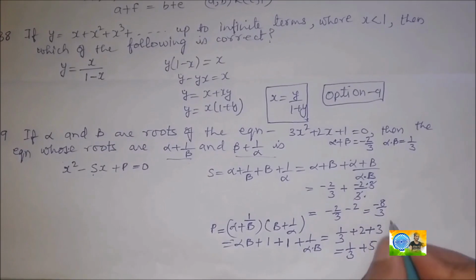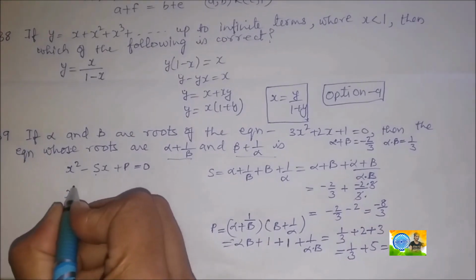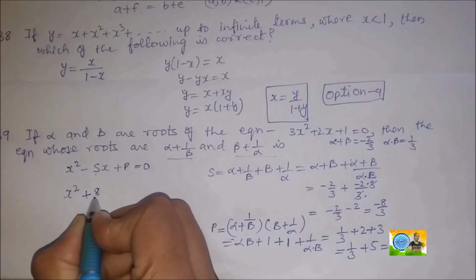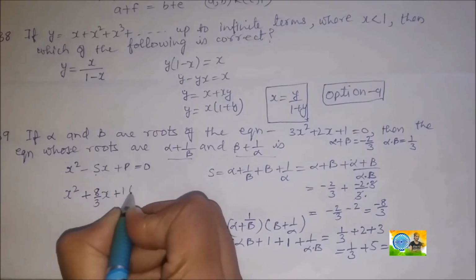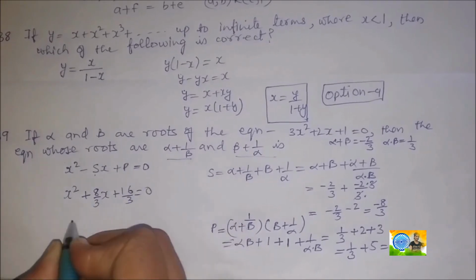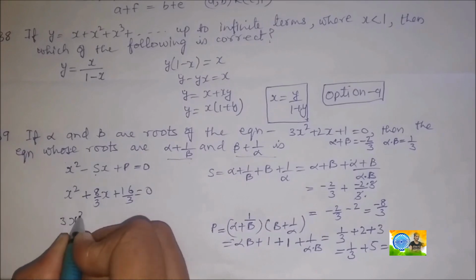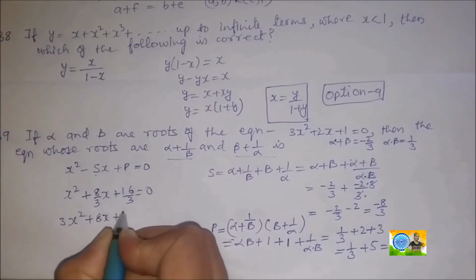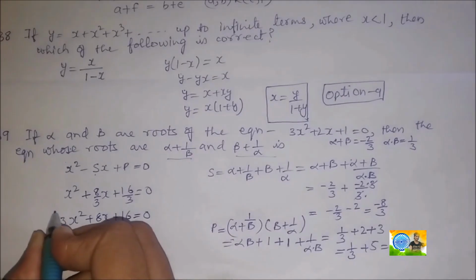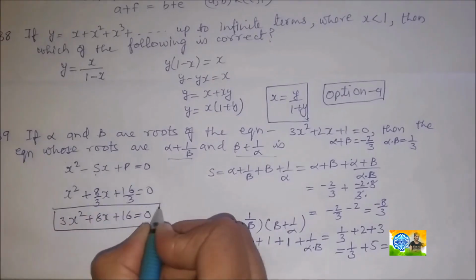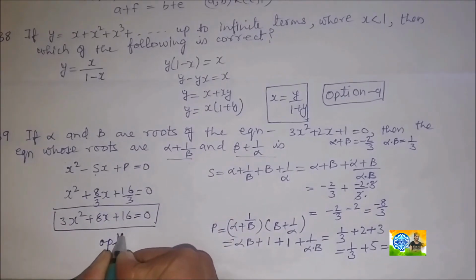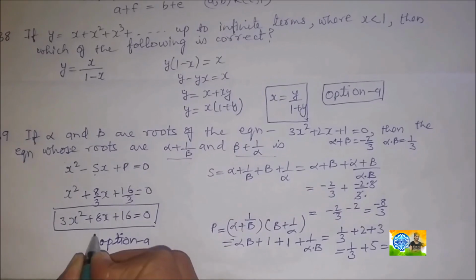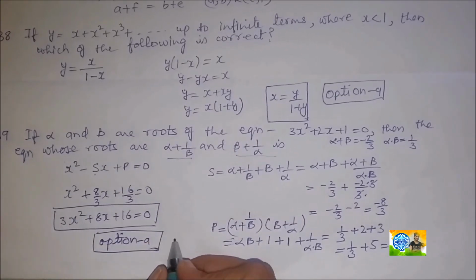So let us substitute these two values here. We will get x square plus 8 upon 3 x plus 16 upon 3 equal to 0, and this gives 3x square plus 8x plus 16 equal to 0, and this matches with option A. So option A is the correct answer. Let us see question number 40 now.